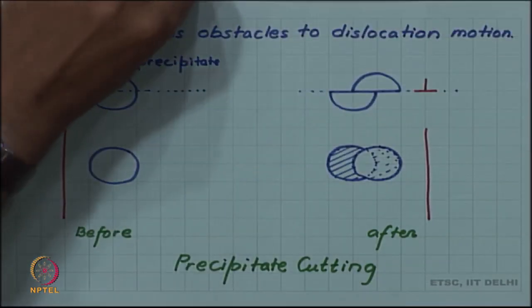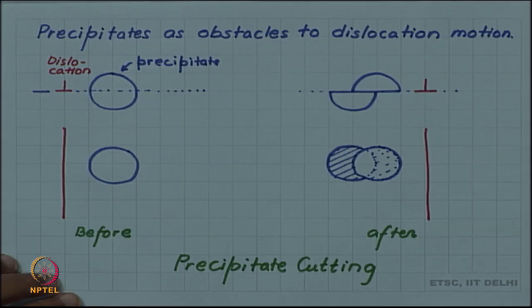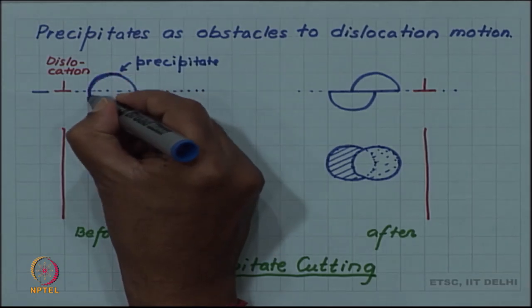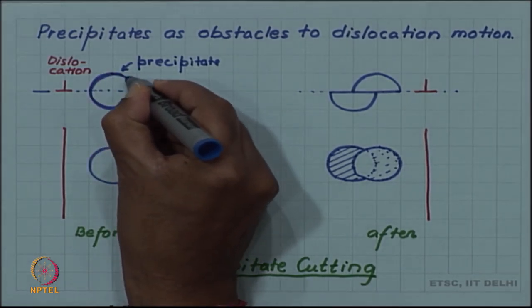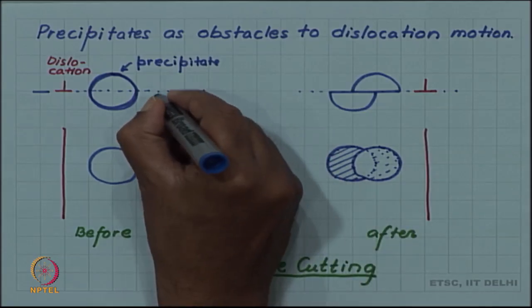Now, let us look at the actual mechanism by which dislocation is obstructed due to precipitate. So, there are two mechanisms by which the precipitate obstructs dislocation. The first one we are considering is what is called precipitate cutting. Let us imagine that we have a precipitate particle, this is the precipitate particle, and this precipitate particle is sitting on the slip plane.